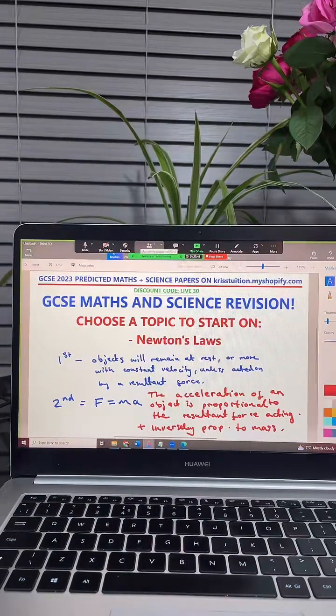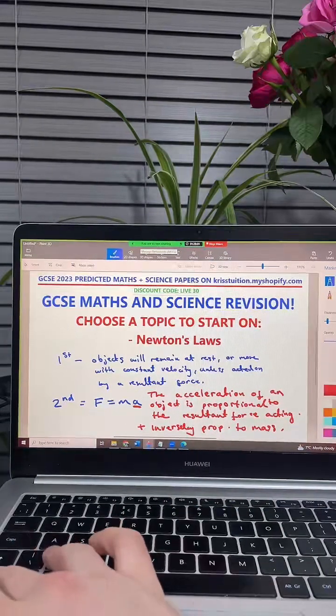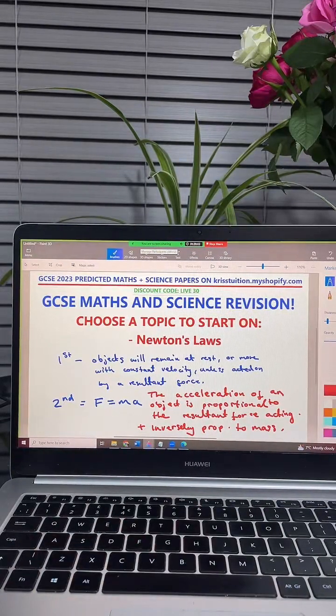Okay, so that's what that equation tells us. F equals ma tells us that the acceleration is proportional to the force, but it's inversely proportional to the mass. All right, so we should be able to define this. The acceleration of an object is proportional to the resultant force acting on it, and it's inversely proportional to the mass. All right, so that's Newton's second law.